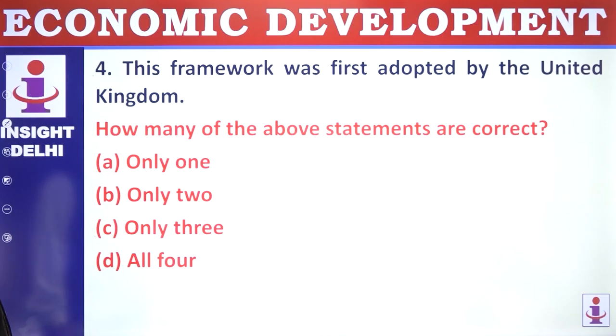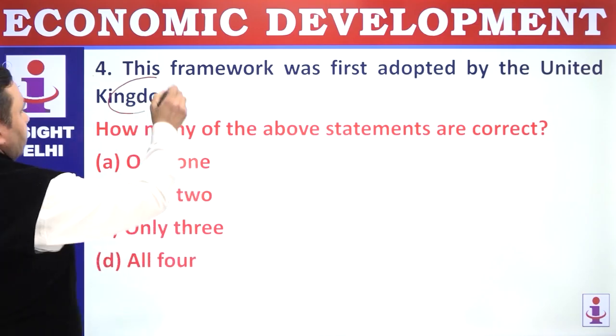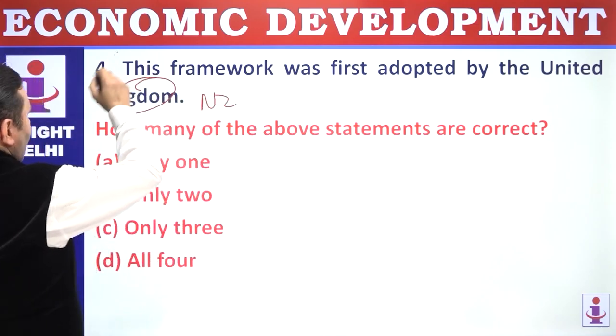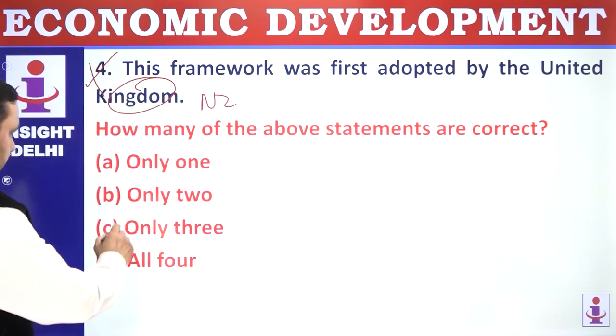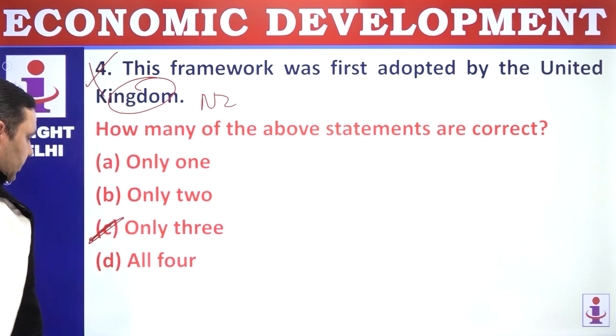This framework was first adopted by New Zealand, not United Kingdom, but by New Zealand. How many of the above statements are correct? Only 3. Fourth one is wrong. So option is C here.